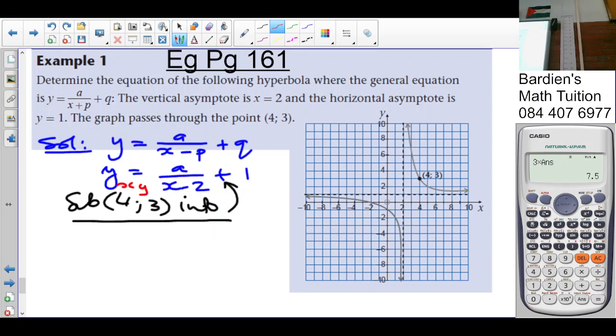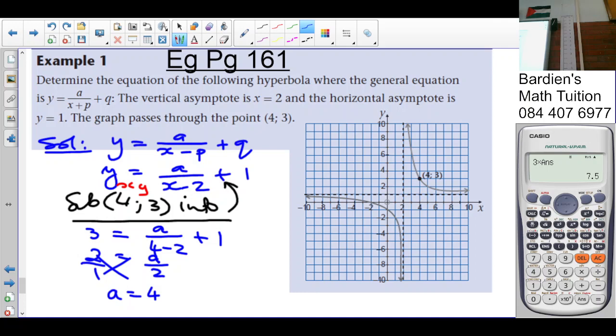x and y, so what do we have? 3 equals a over 4 minus 2 plus 1, not so? Take the 1 over, it becomes negative 1, so it's going to be 3 minus 1, which is 2, equals a over 4 minus 2. Cross multiply, so a is equal to.